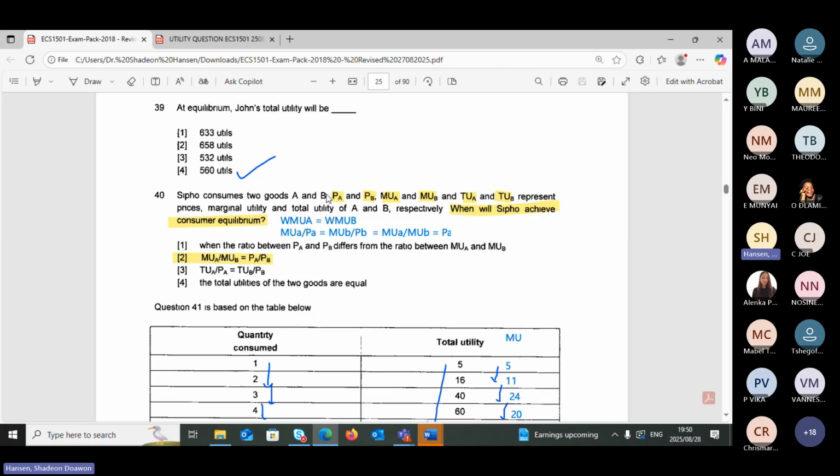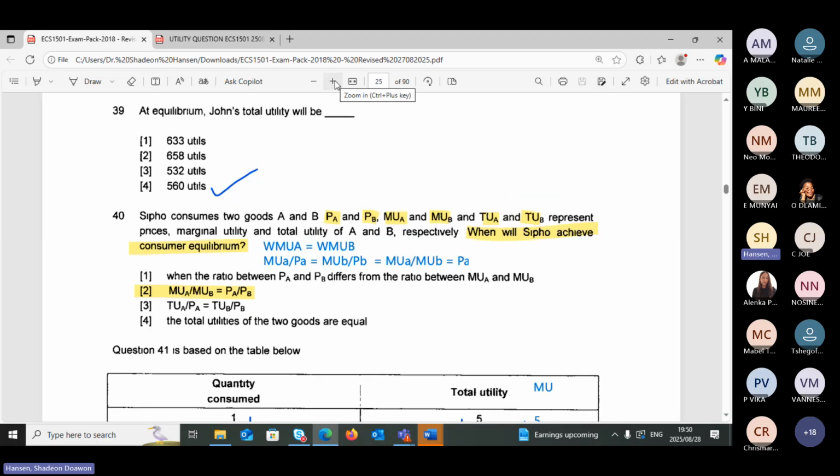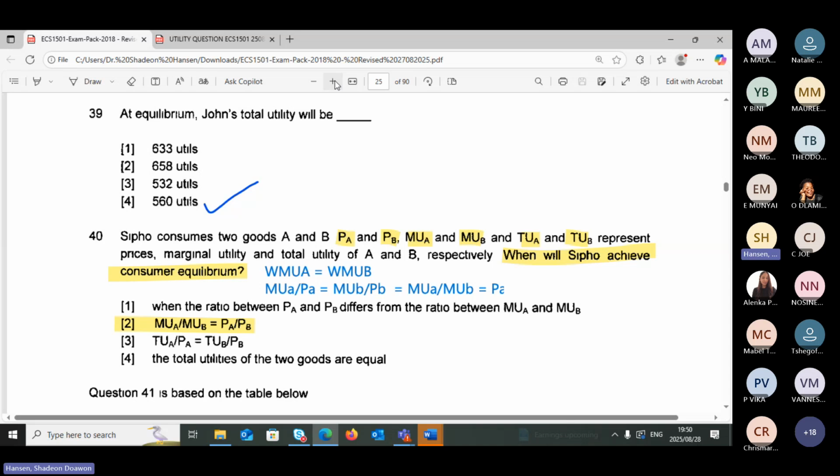The question says, when will SIPO achieve consumer equilibrium? Now, in order to achieve consumer equilibrium, remember there are now goods A and B. That means there has to be a condition where the weighted marginal utility of good A is the same as the weighted marginal utility of good B. We've also rewritten the weighted marginal utility; it is also known as marginal utility per rand, where you take the marginal utility of that particular good A and divide it by the price of good A.